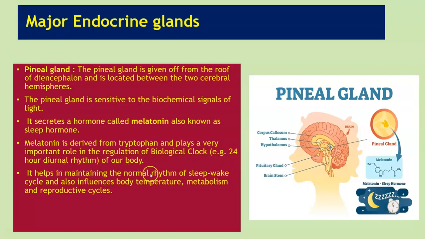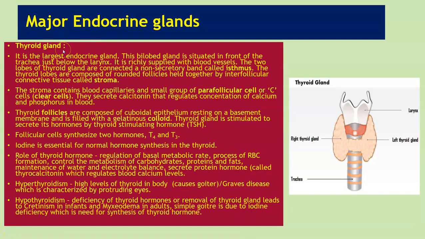It helps in maintaining the normal rhythm of the sleep-wake-up cycle and also influences the body temperature, metabolism and reproductive cycles. The next important gland is the thyroid gland. It is the largest endocrine gland. This bilobed gland is situated in front of the trachea just below the larynx.